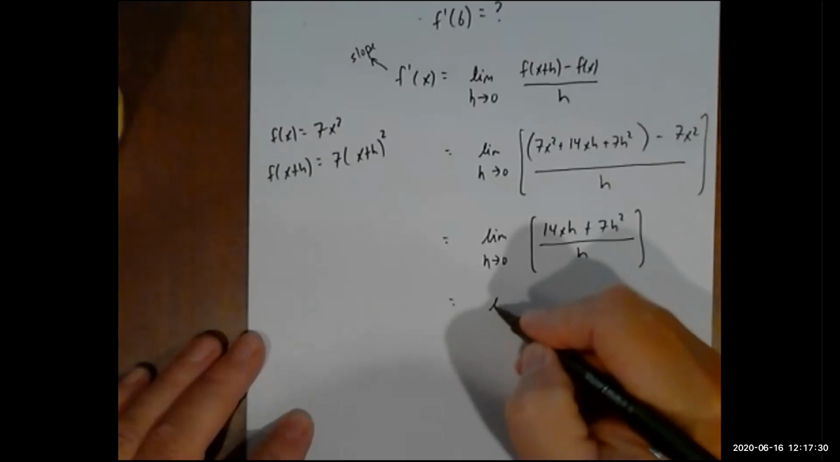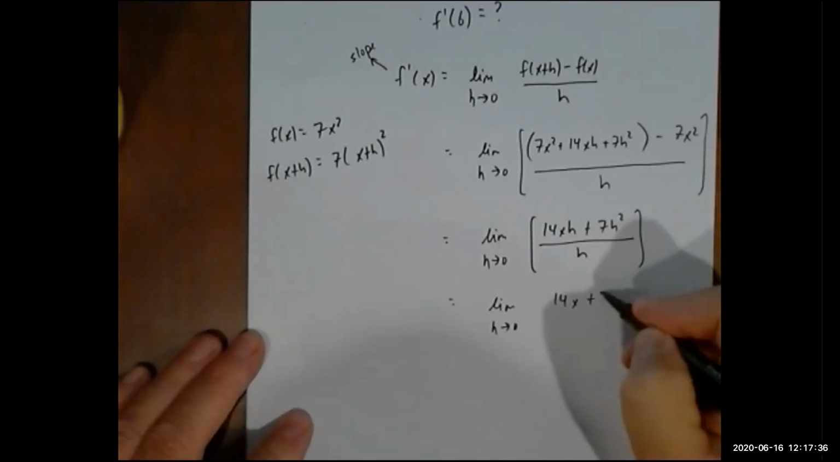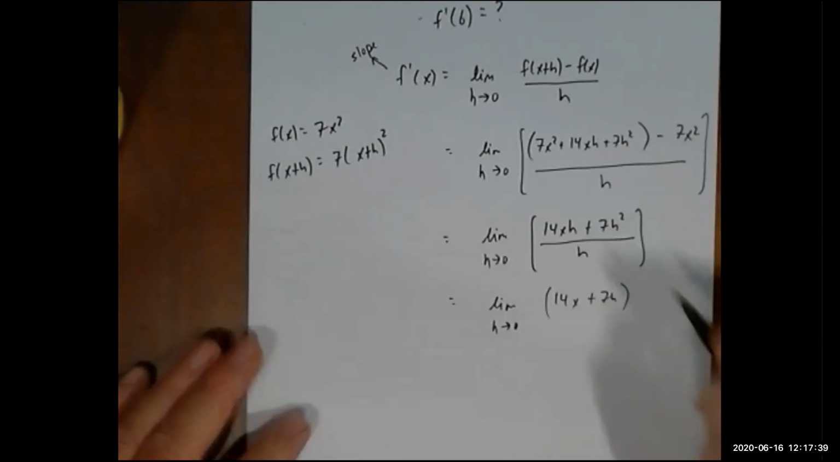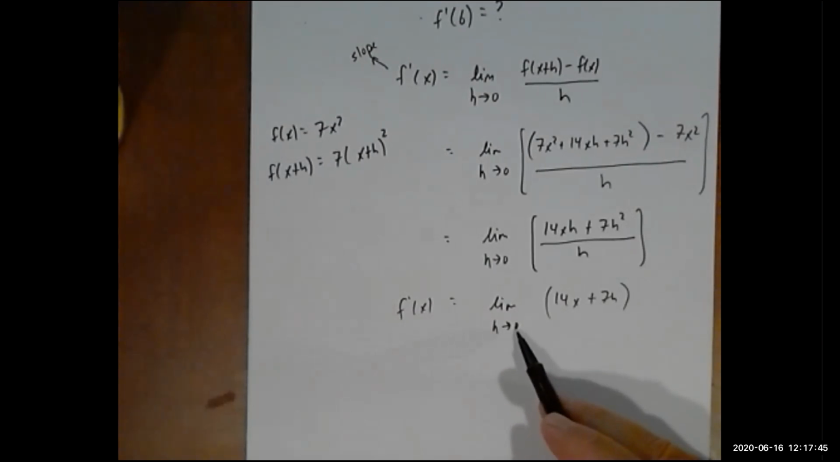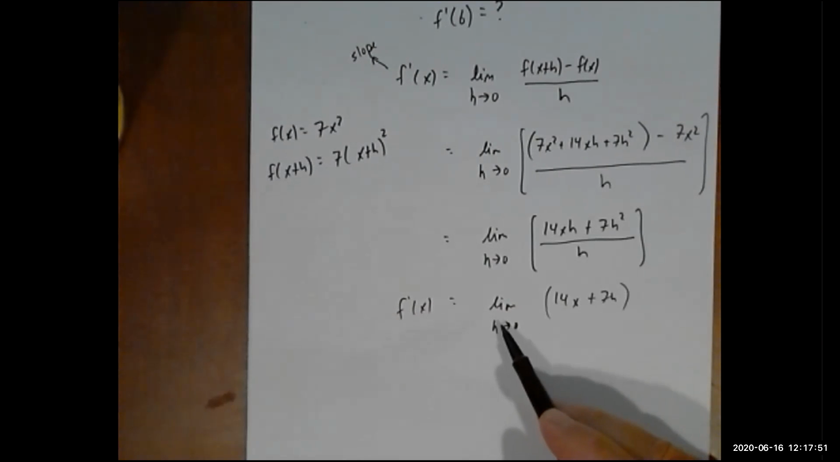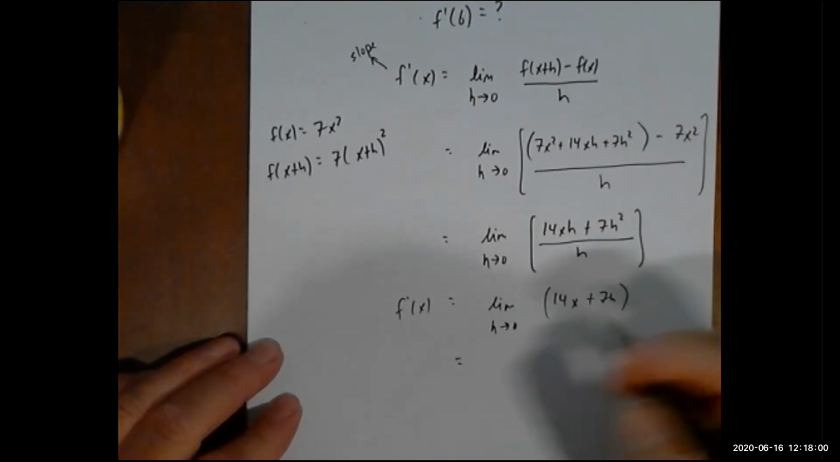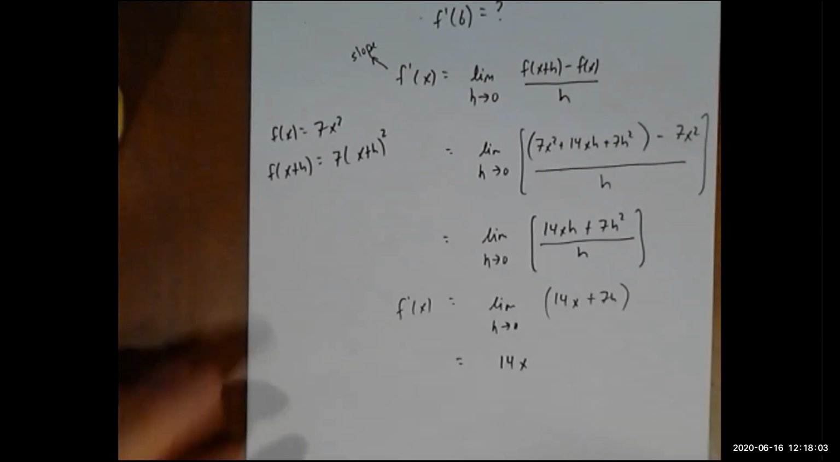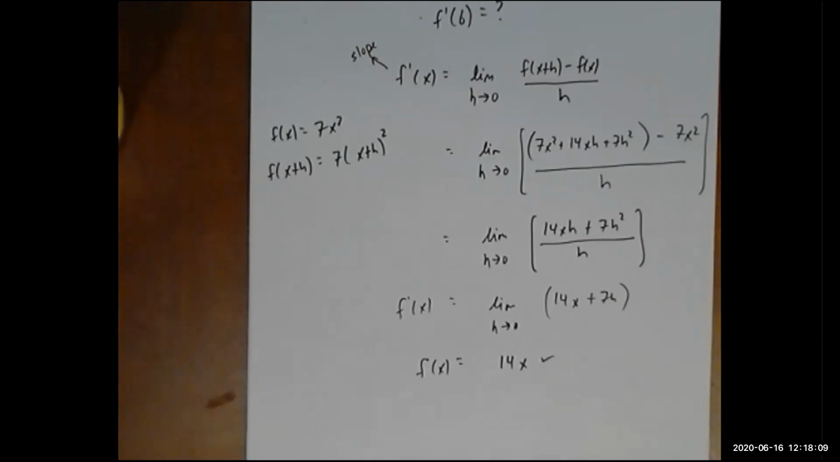Now you notice I can cancel out some h's, or at least one h. So you have 14x plus 7h. So the first derivative is the limit as h approaches 0 of 14x plus 7h. Now we know how to take limits, right? You plug in the number for that variable and see what happens. If I plug in 0 for h, I end up with 14x. And that is, in fact, the first derivative.